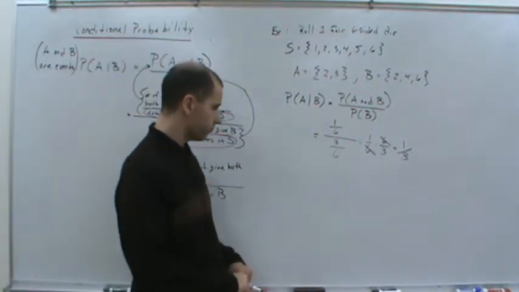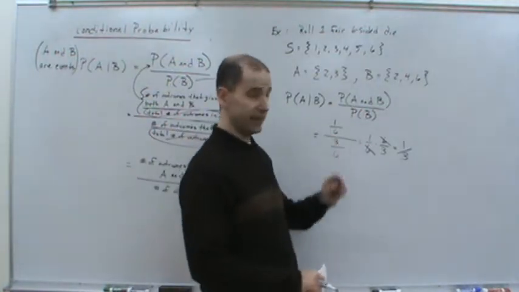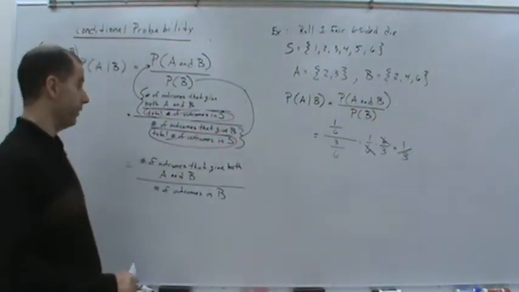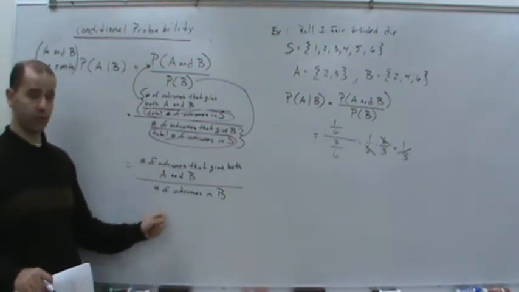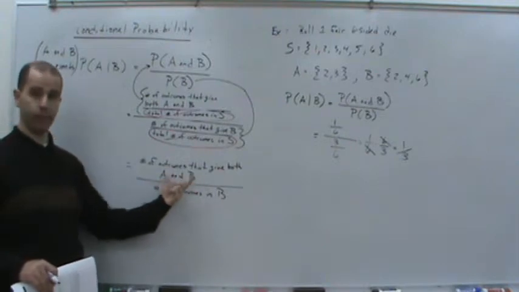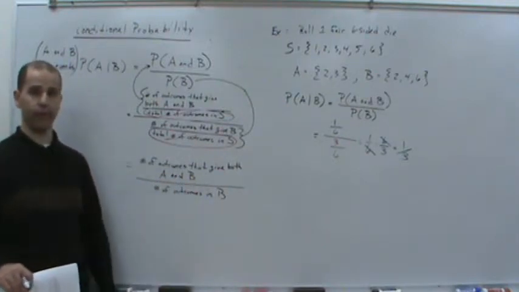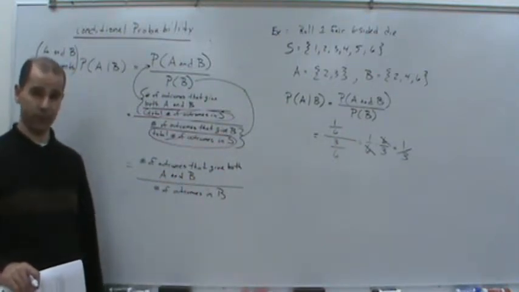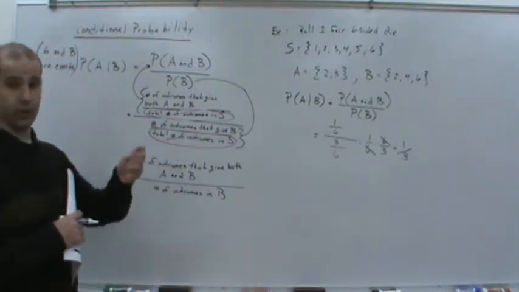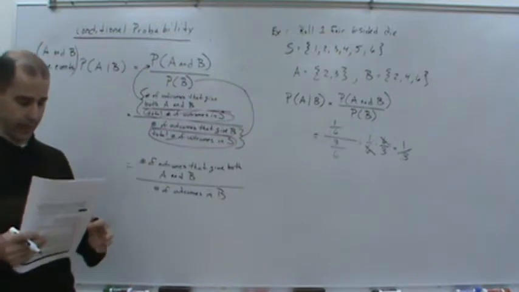So again, you can get the same answer both ways. The formula will work, or if you just understand that I'm going to divide the total number of outcomes that give me both by the total number of outcomes that give me the given information, the given sample space, B in this case. So the formula will work either way.